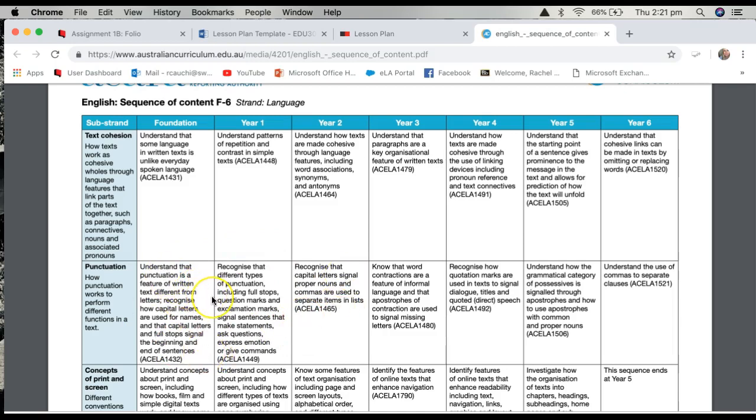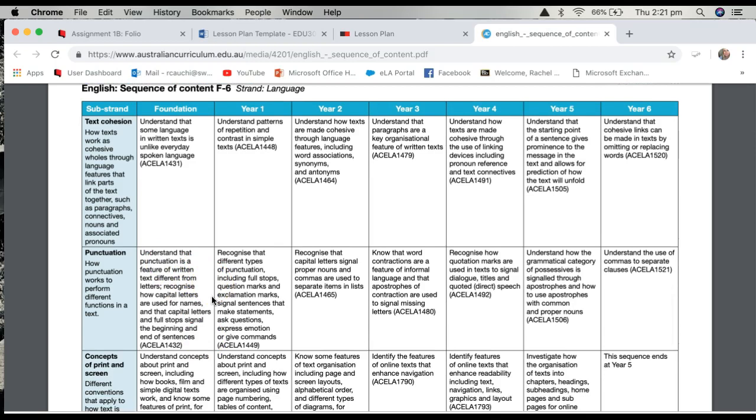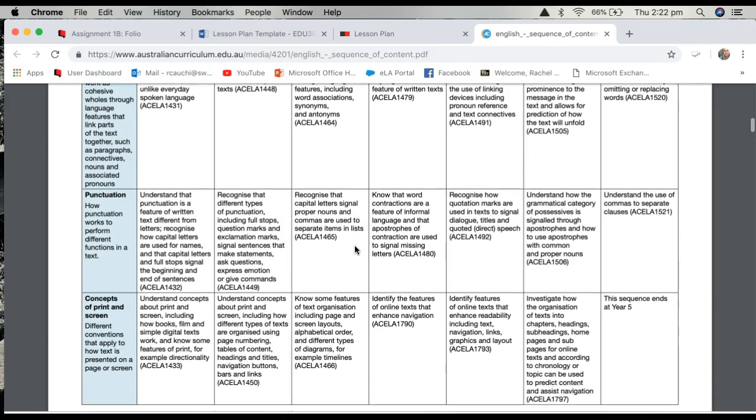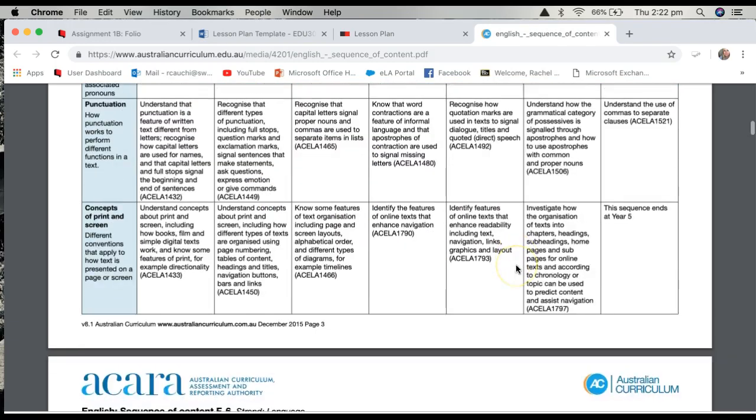So you can assume that they're going to recognize capital letters, probably don't need to go that far back. Let's have a look at grade 2. We can recognize that capital letters signal proper nouns, and commas are used to separate items in lists. So it's building on the knowledge each and every time.